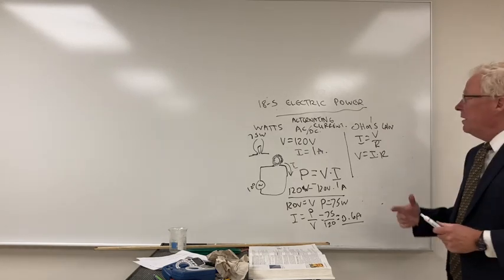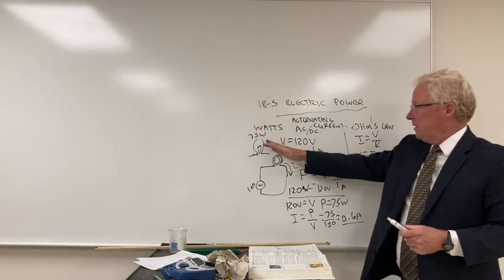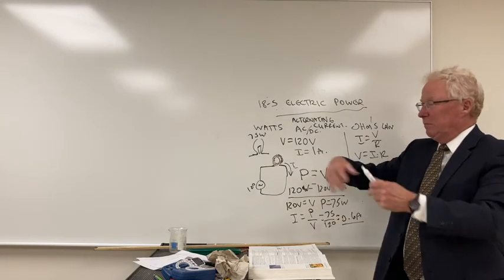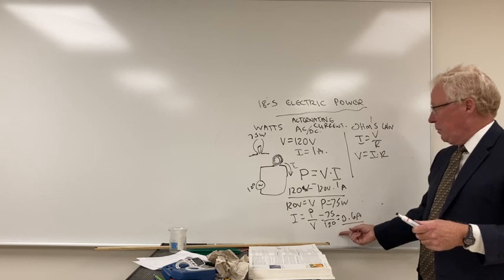Now, as you saw with the other thing, a standard 75 watt light bulb produces light, but it consumes that much power.